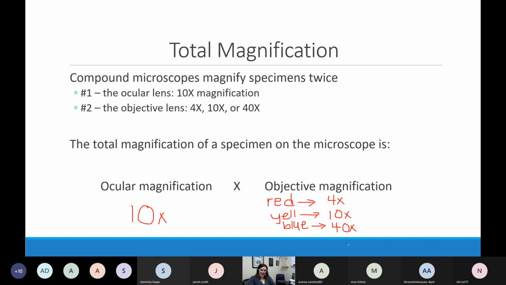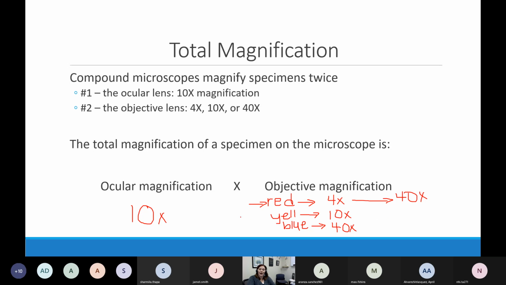So now I got to break out the math, right? I got to do my mathematical literacy here. So I've got my red objective in place. My scanning objective is down. What I'm looking at through my oculars is 10 times 4 times bigger. So I'm looking at something that is 40 times bigger than normal. Most of the things we look at, making them 40 times bigger is not helpful enough. We got to go bigger.